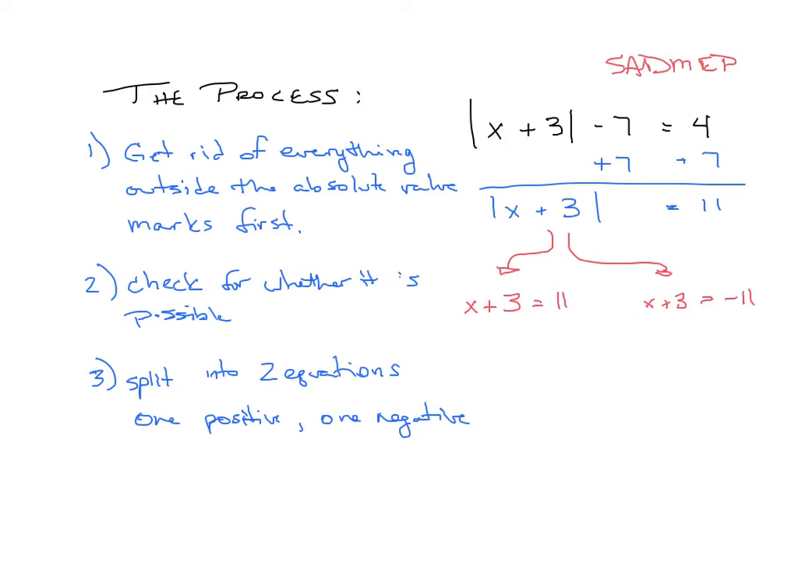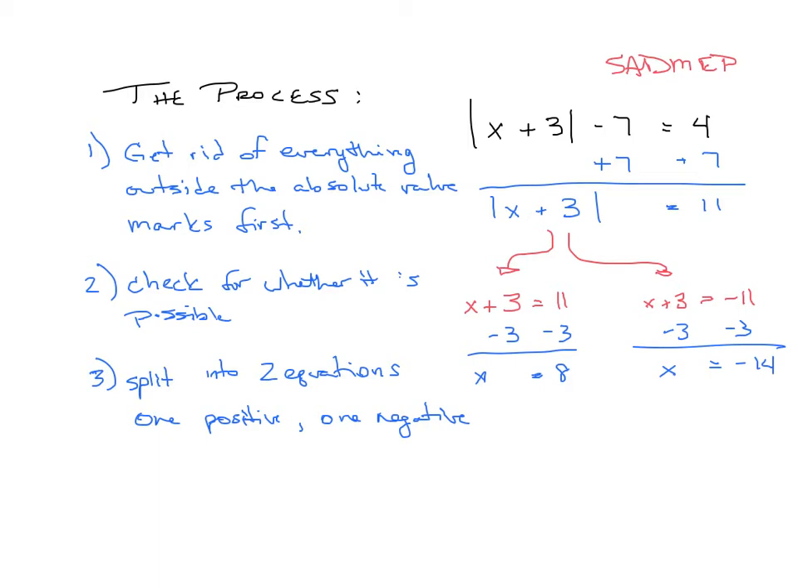Now that we have two equations, we can solve each one independently, and we'll get two different answers. We're going to find out that x is equal to 8, and then that x is equal to negative 14. Just like the first problem that we did, we come up with two answers.